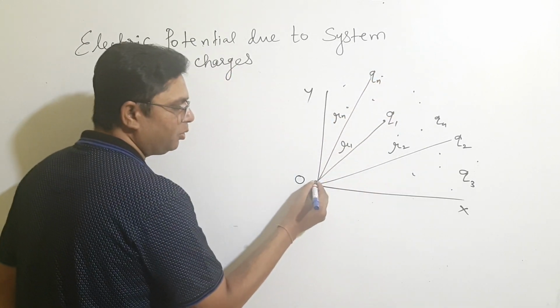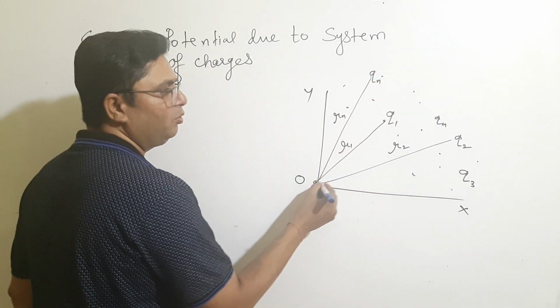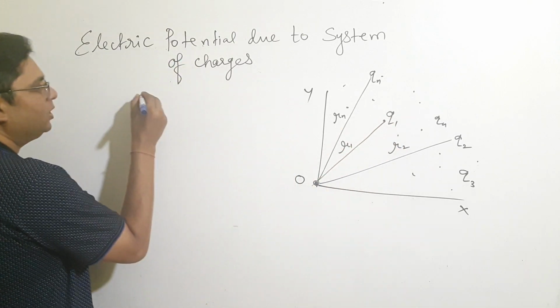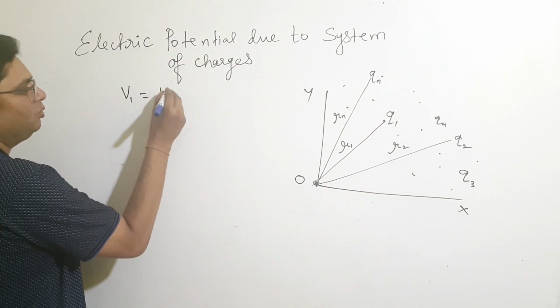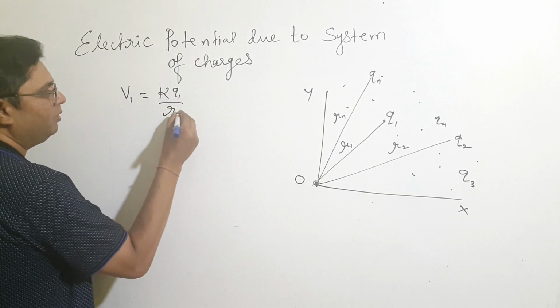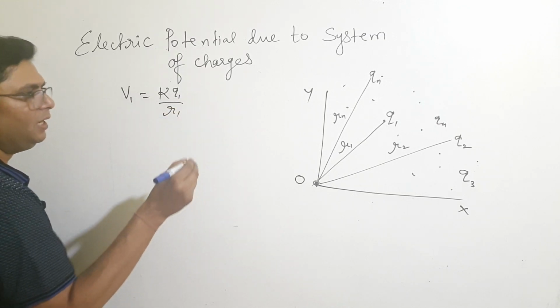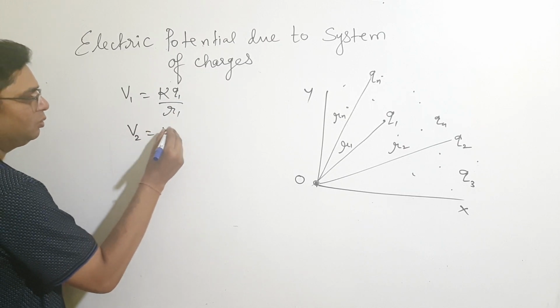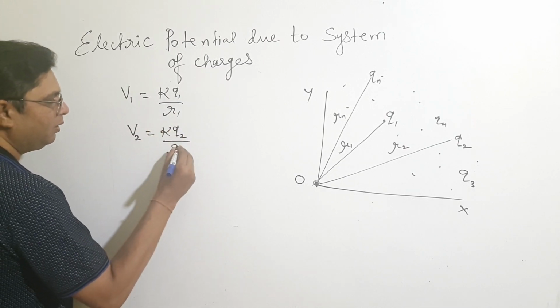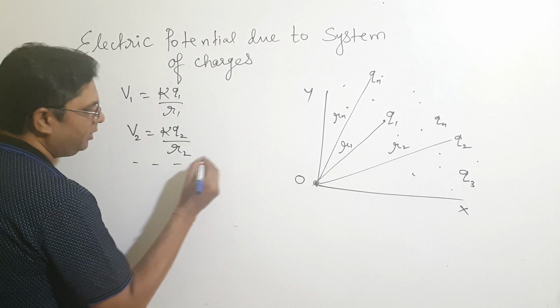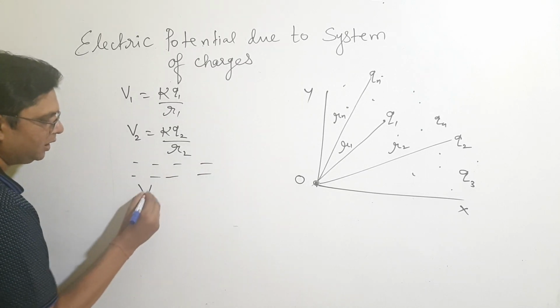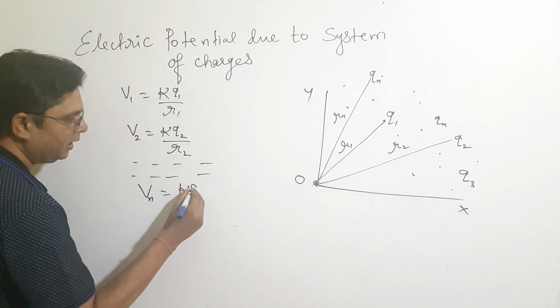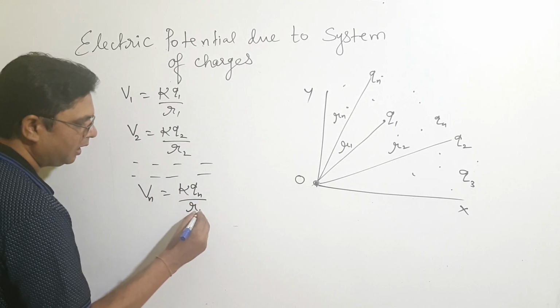So what will be the potential at point O due to the first charge q1? Potential V1 equals k q1 upon r1. Potential at point O due to the second charge q2 is V2 equals k q2 by r2. In the same way, potential Vn equals k qn by rn.